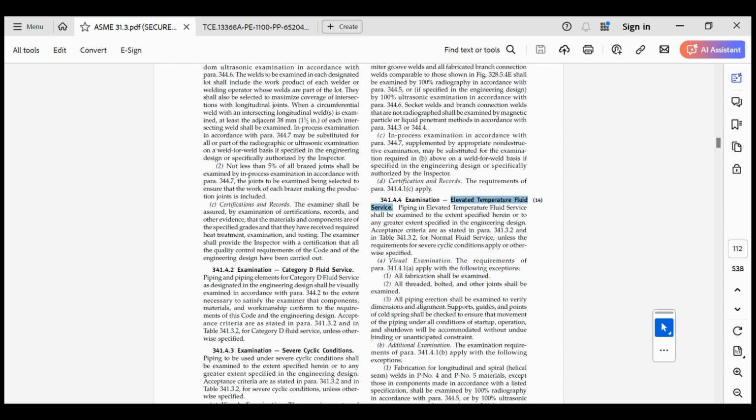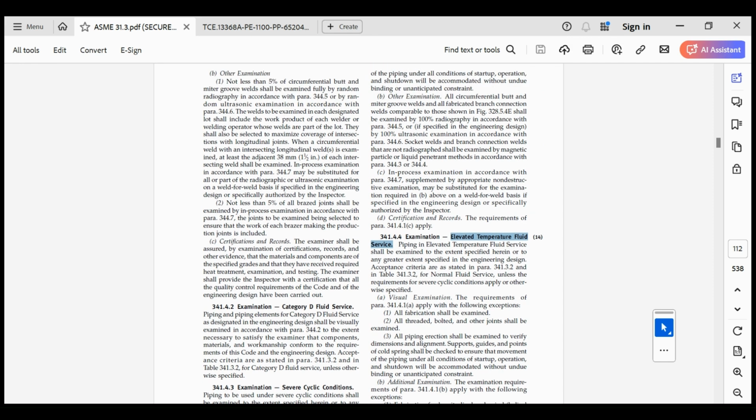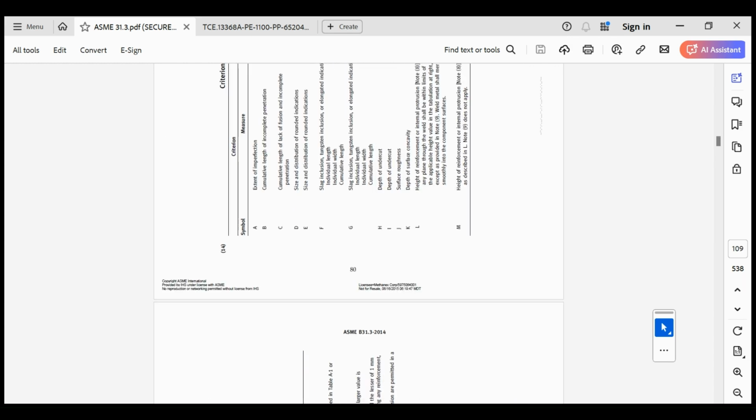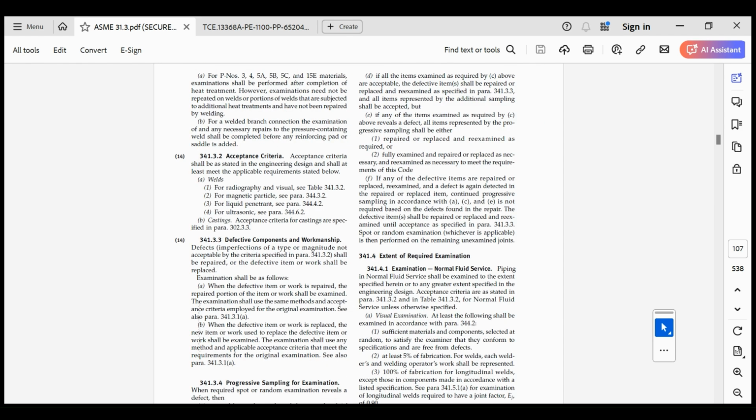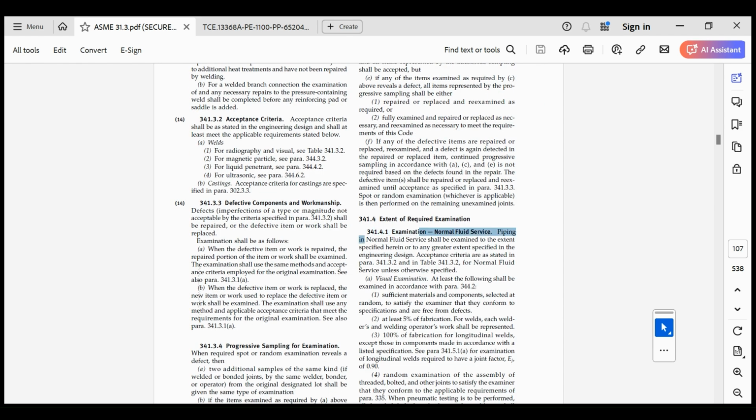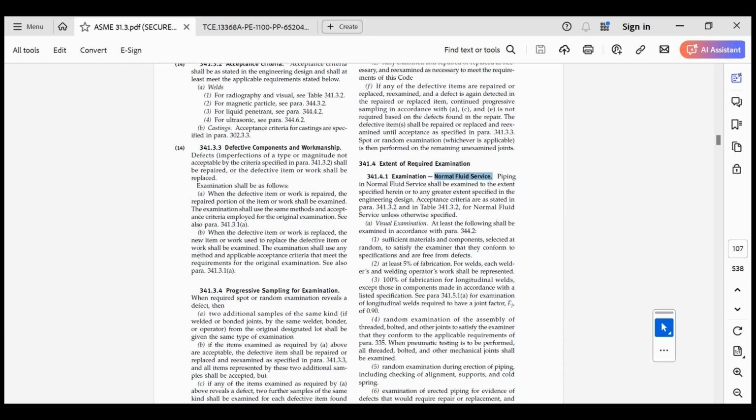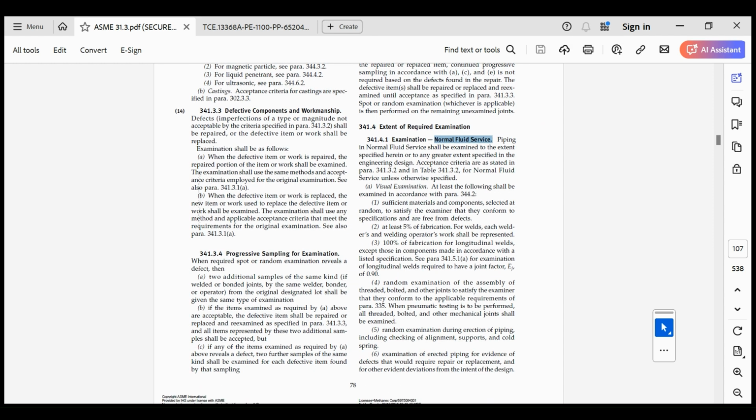So this section, where we are deciding the extent of examination, how much examination we have to perform on a particular weld or casting, these four categories will help us to understand how to proceed to decide the extent. Okay, so let us go to the beginning of this section. Let us try to understand first, for normal fluid service, what kind of clauses are there in this section itself, right? These tables we already talked about, right?